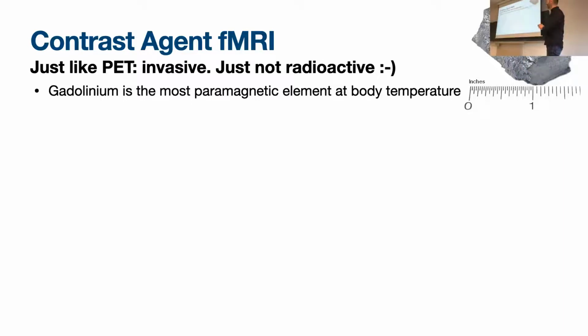So gadolinium is a contrast agent that's used a lot in the clinic. You can inject it. It's a metal. Because of its specific chemical and physical properties, it is the most paramagnetic element at body temperature. Right?